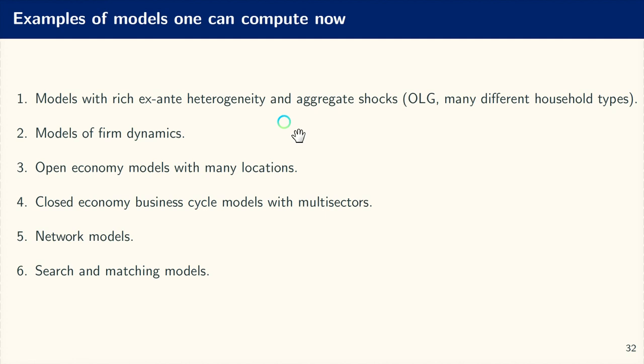What I hope to have accomplished in this video is to convince you that by taking advantage of the idea of permutation invariance, now we can compute a much larger class of models than we could compute in the past. We can deal with models with rich ex-ante heterogeneity and aggregate shocks, like models with overlapping generations or many different household types. We can deal with models with firm dynamics. We can deal with models of open economy with many locations, or closed economy business cycle models with multi-sectors. And hopefully we will also be able to deal with network models very soon, and with search and matching models.